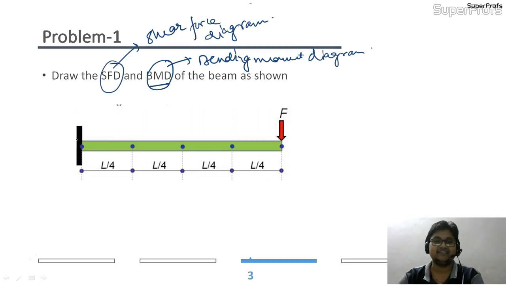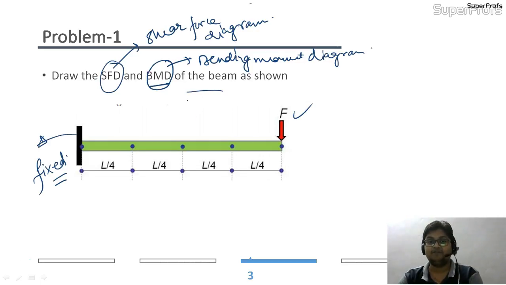You can see here, friends, this is a fixed end, and you are applying a point load at the free end. This is the free end. So it is a beam.